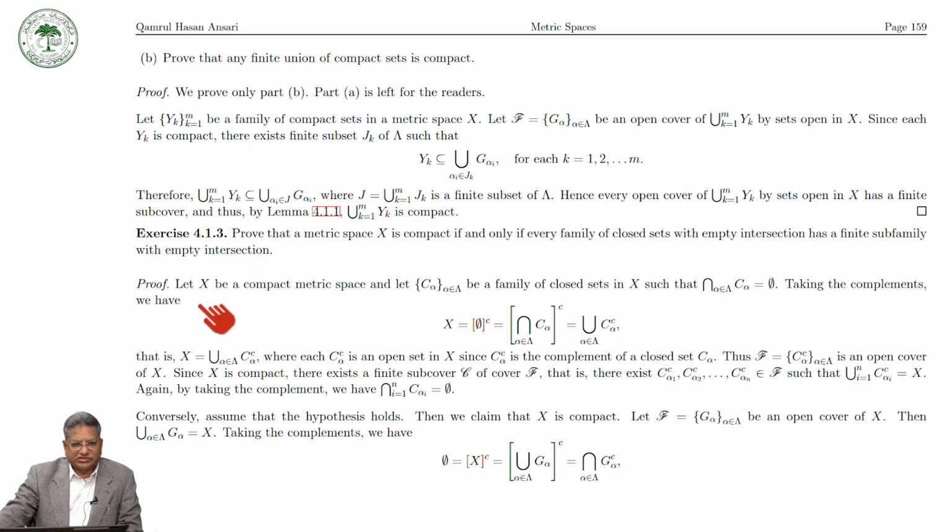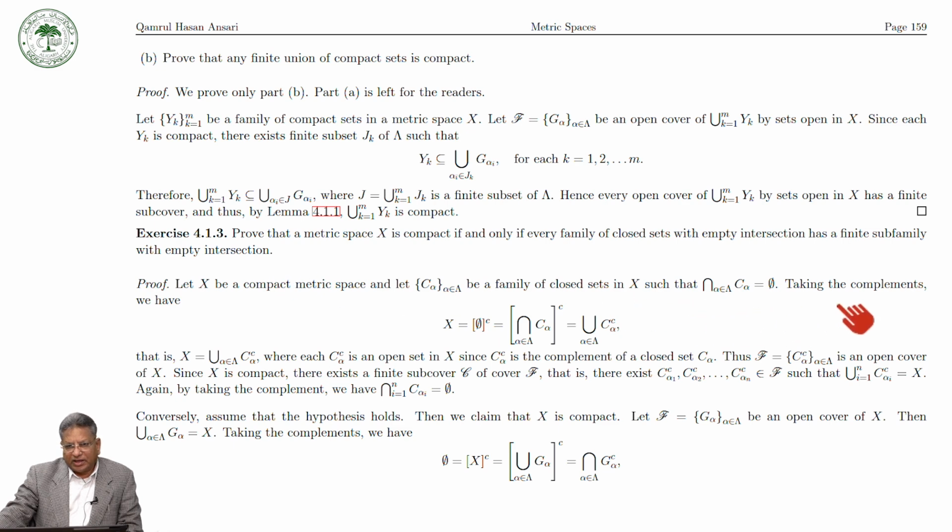So here you can see that, let X be a compact metric space and C alpha be a family of closed sets in X such that the intersection of C alpha is equal to empty. So we are assuming that X is compact and we have a family of closed sets with empty intersection, and then we will have to prove that this has a finite subfamily with empty intersection.